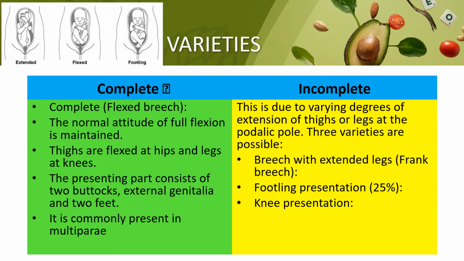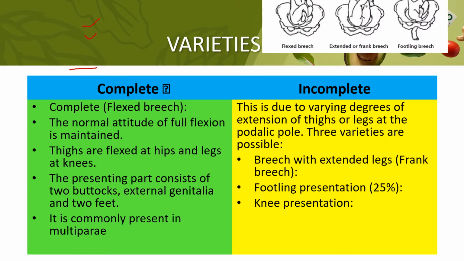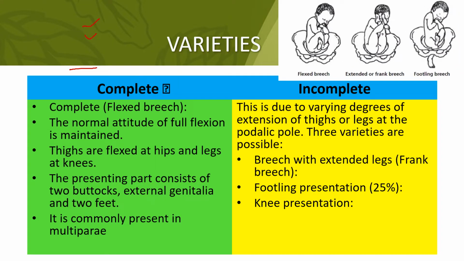Here the varieties are there: complete breech and incomplete breech. Complete breech is when both the extremities, upper and lower, are completely flexed. We can consider that a complete breech. It is otherwise called flexed breech. Here the normal attitude of full flexion is maintained. I already told you both upper and lower extremities are completely flexed. Here, the thighs are flexed at the hip and the legs are flexed at the knee joints. The thighs are flexed at the hip joints.